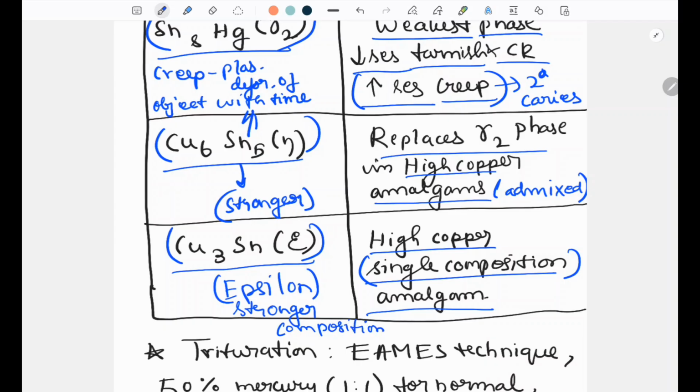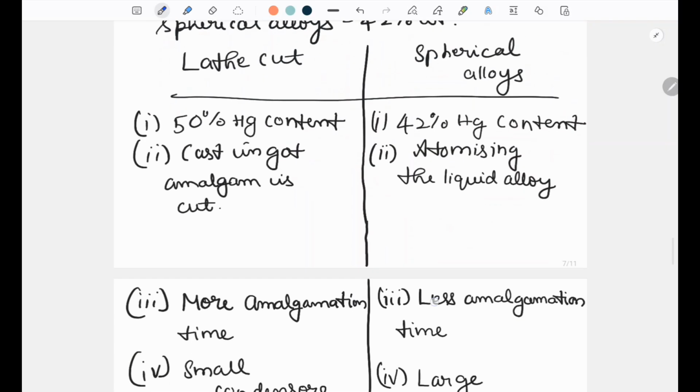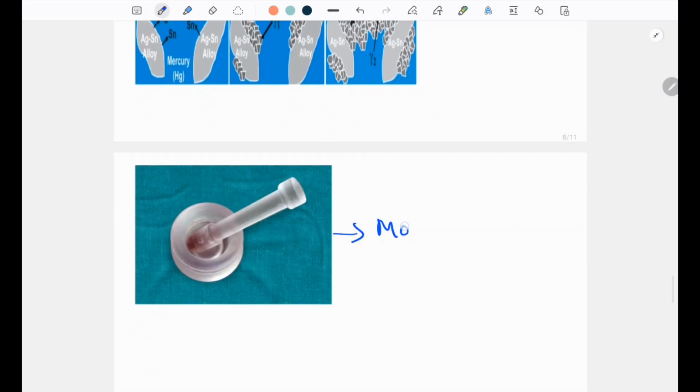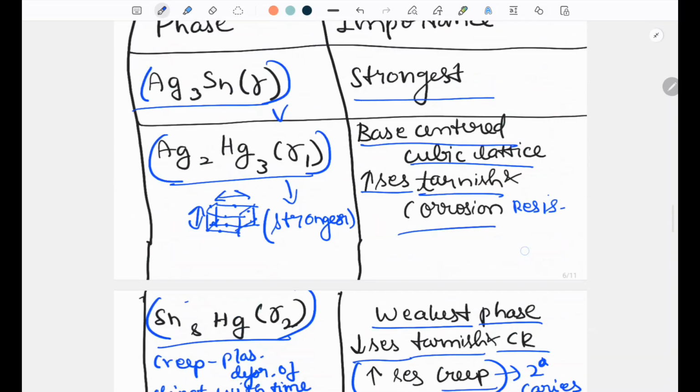So coming to the trituration part of the amalgam, let me show you what we do for the trituration. This is a mortar and a pestle, where the dentist or a dental assistant mixes it mechanically with his hand, and we also have a machine mix separately. So these are the two types of trituration techniques.